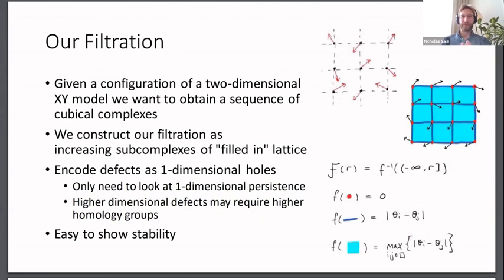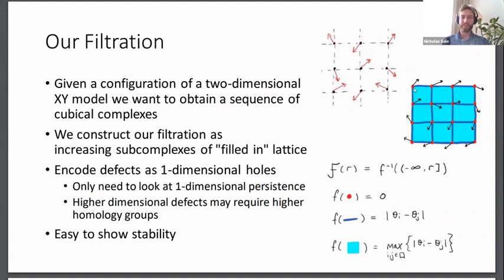And how we're going to capture these defects, well, that's where our filtration comes in. As a setting, we take the two-dimensional XY model. An example configuration is like this picture here: a 2D square lattice, and at each lattice site we have basically an angle, or we can think of this as a unit length vector. And then the idea for our filtration is to construct increasing subcomplexes of a filled-in version of this lattice. That's what this picture here is supposed to represent.